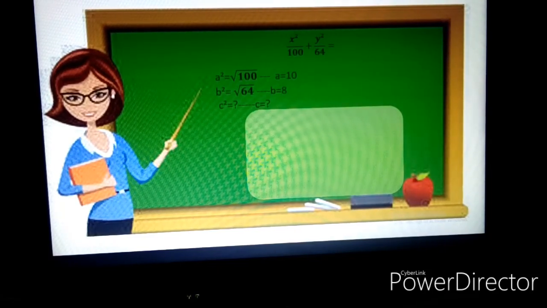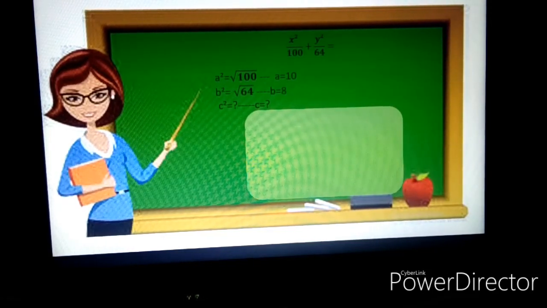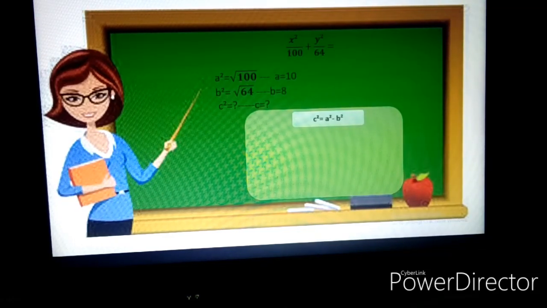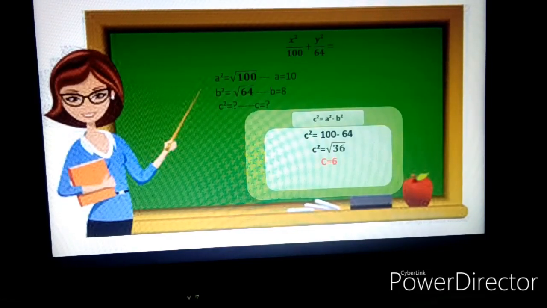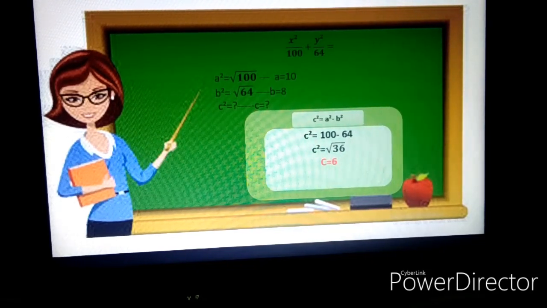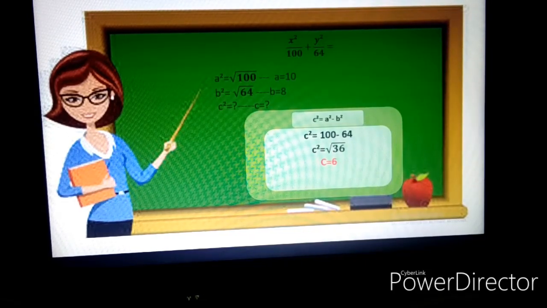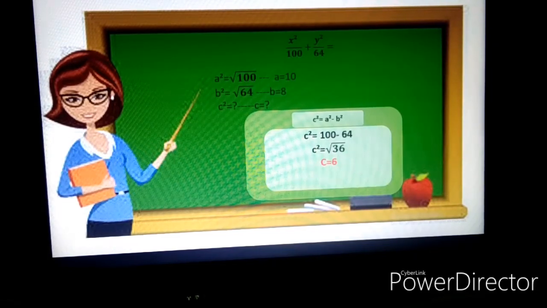So we need to find c because c is our foci. So we need to use the Pythagorean relation, which is c squared equals a squared minus b squared. So substitute: c squared equals a squared, which is 100, minus b squared, which is 64. So our c squared is equal to 36. So the square root of 36 is 6. So our c here is 6.